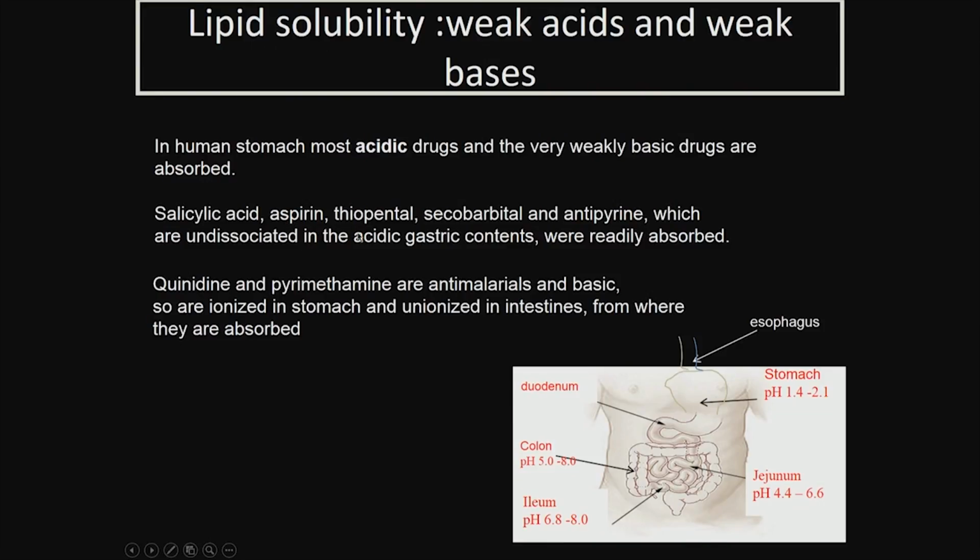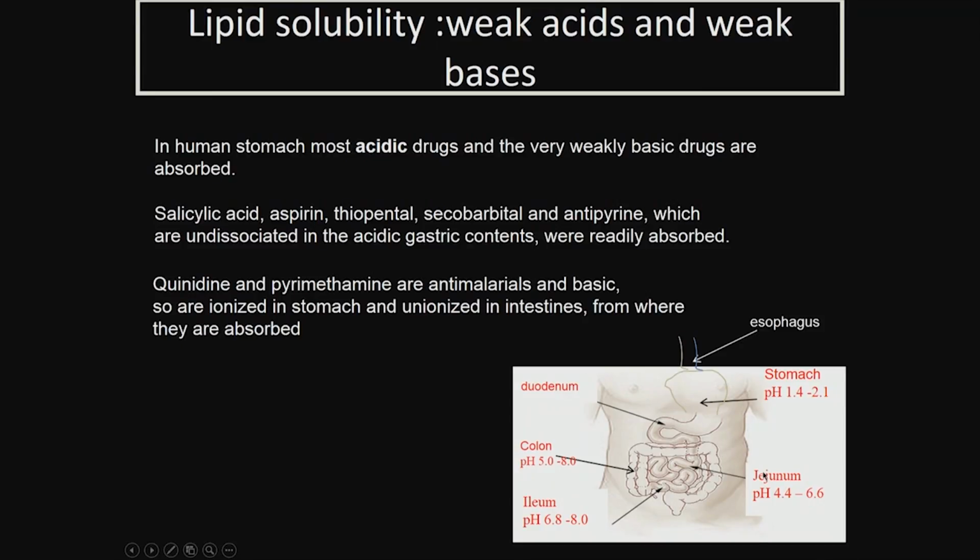So aspirin, that is why it acts very fast. If you want to have a very fast acting drug, make it acidic or very little basic so that it will get absorbed in the stomach. Quinidine, pyrimethamine, antimalarials and basic drugs are ionized in the stomach because you have acid, whereas they are unionized in the intestine, so they get absorbed.